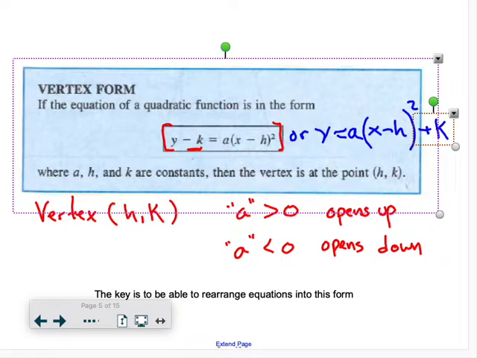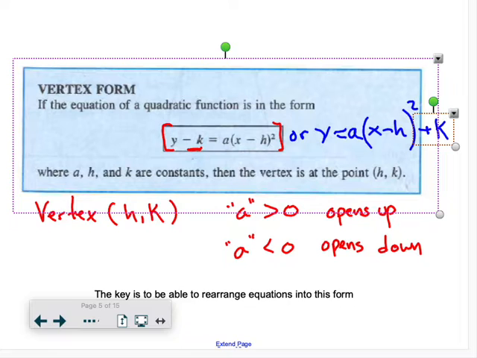The vertex is (h, k). Be careful. If you have the vertex, expressing it in vertex form is pretty basic, but if you have the vertex form of the equation and you're trying to identify the actual vertex, the values you see in the equation are going to appear as the opposites, just like in point-slope form. We'll talk about that in an example.